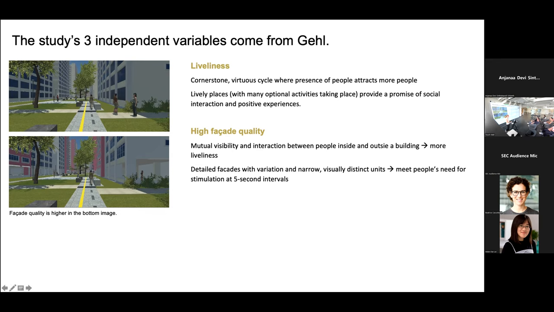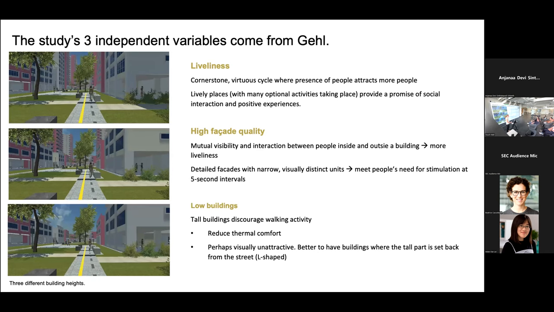So for example, in this high quality version at the bottom, it's all part of the same building, but there are visually distinct units that are more narrow. So there's the pink unit and the white unit, and there's transparency. And also variation in colors and the shapes of the windows and so on. So this would be a higher quality facade compared to the top one.